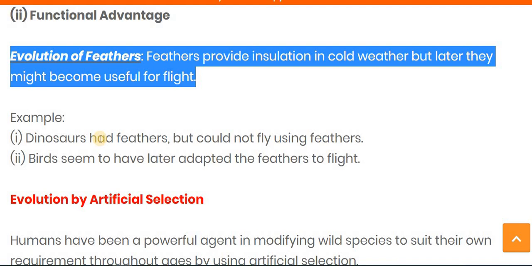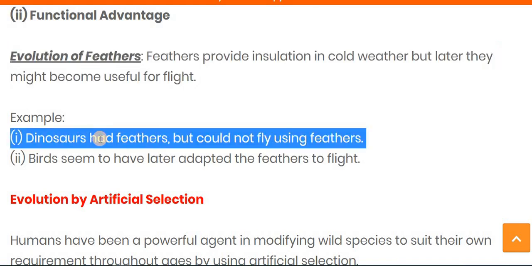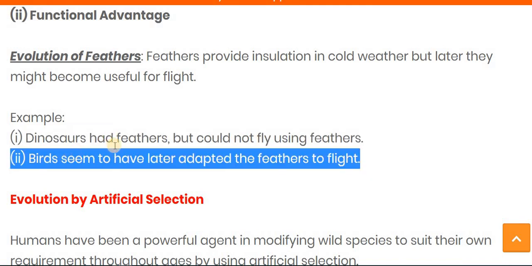For example, the dinosaur had feathers, but it could not fly. Means it is not useful for flying purposes. Dinosaurs had feathers but could not fly using feathers. Then later on, birds seem to have later adapted the feathers to fly.